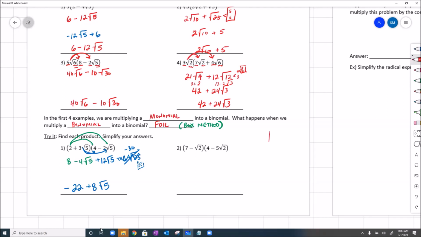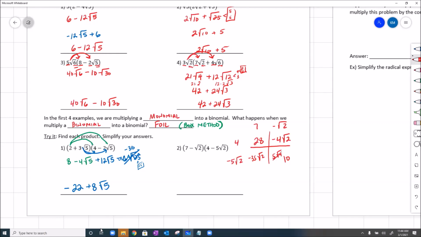Number 2. One of my binomials is 7 minus radical 2, and then 4 minus 5 radical 2. Either way, box method or FOIL, I really don't care how you do it. 4 times 7 is 28. 4 times negative radical 2 is negative 4 radical 2. 7 times negative 5 radical 2 is negative 35 radical 2. Negative 5 radical 2 times negative radical 2: negative times negative is positive, so that would be positive 5 radical 4. Radical 4 is 2, so 5 times 2 is 10.